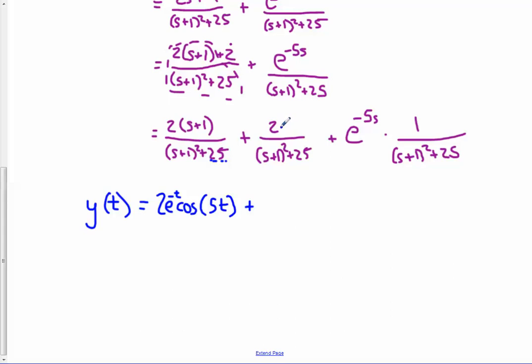So what I can do is put in a 5, and of course divide by a 5, just to force it to happen. So I have a 2/5 sort of leftover constant, and then the 5 over this denominator is a perfect match for sine. So it's sine of 5t. But again, notice it was shifted to the left by 1. So that's going to throw in an e to the minus t.